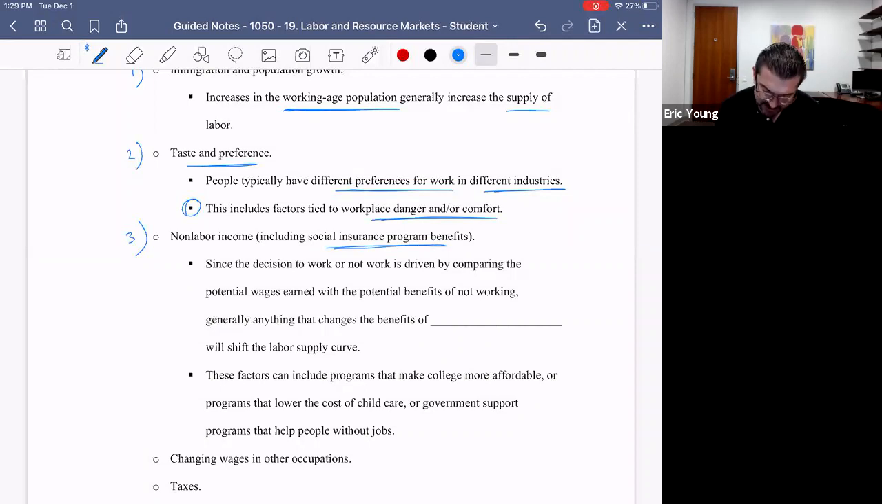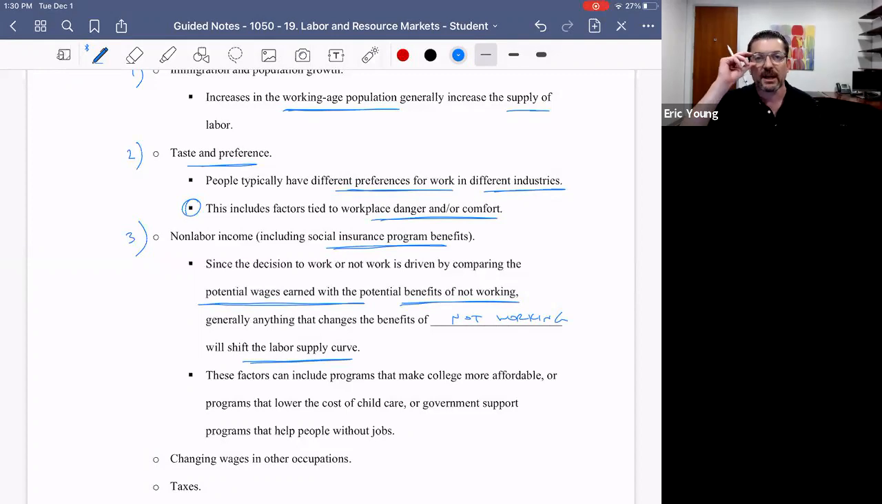But the basic idea is, since the decision to work or not to work was ultimately about the comparison between labor and leisure, remember that? Since the decision to work was basically a comparison between the potential wages earned if you worked against the potential benefits of not working, that labor-leisure trade-off, we believe that generally anything that changes the benefits of not working will shift the labor supply curve.